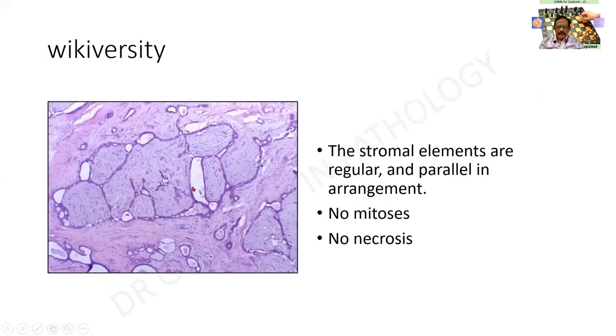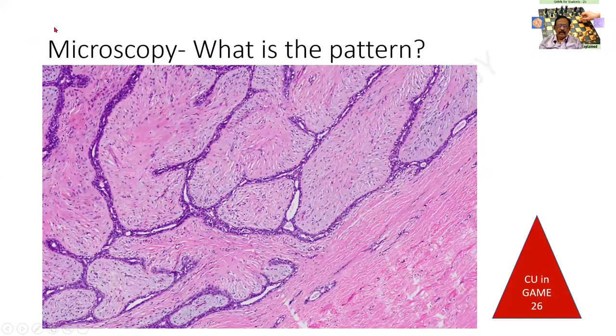So in this we can see pericanalicular, where the lumen is intact, and intracanalicular, where it is compressed to slit-like spaces. And these are areas of the stroma. No mitosis, no necrosis. Microscopically, we can see this. This is the pattern. I find that there is compression of the glands into slit-like spaces, and they are all supported and separated by the stroma.